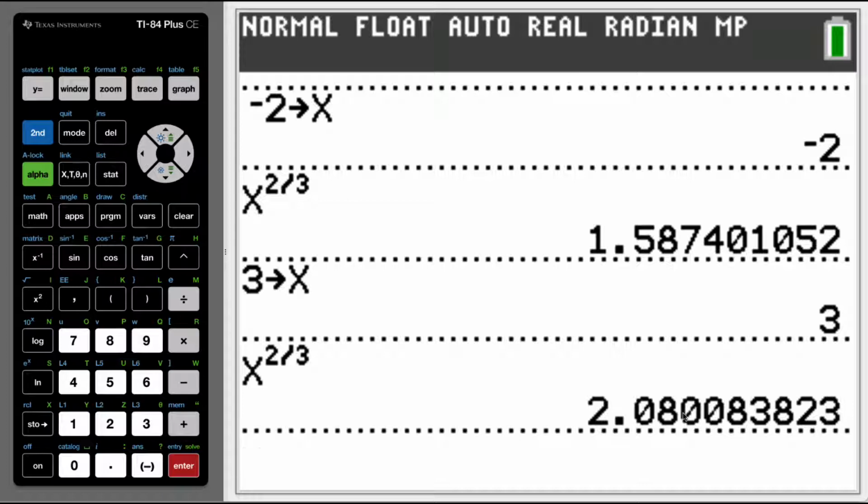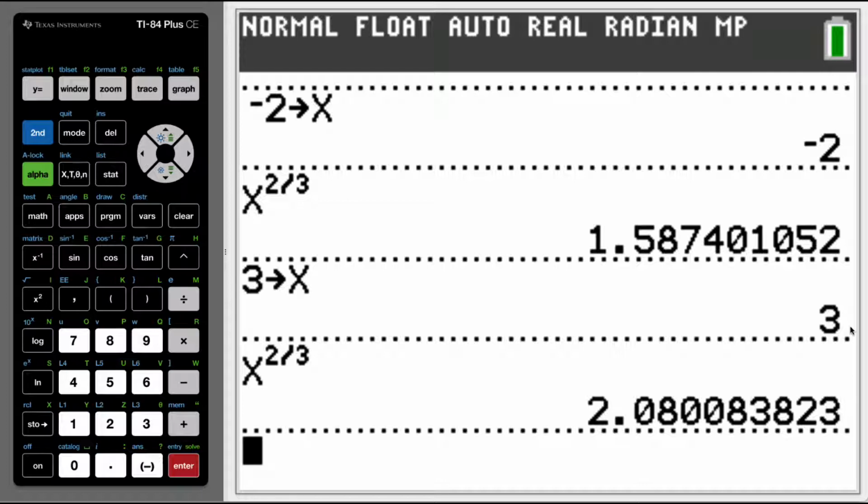Now we said that the largest of those answers that we got, that's our absolute maximum value. So this one right here where we just got about 2.08 using that x value of 3, that point is the absolute maximum on this interval from -2 to 3.